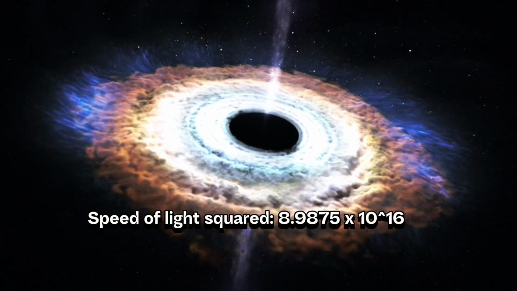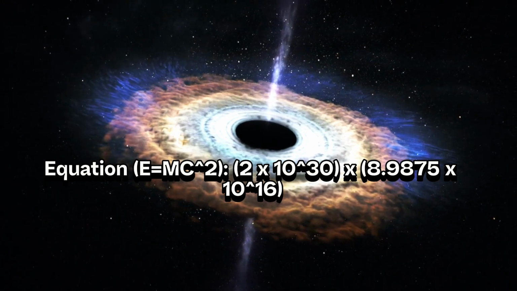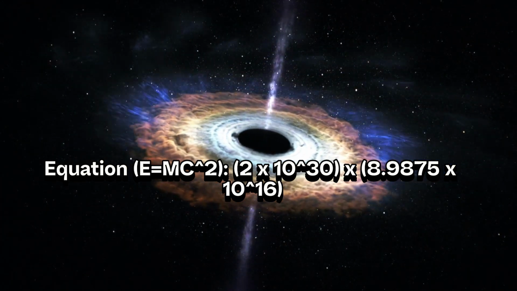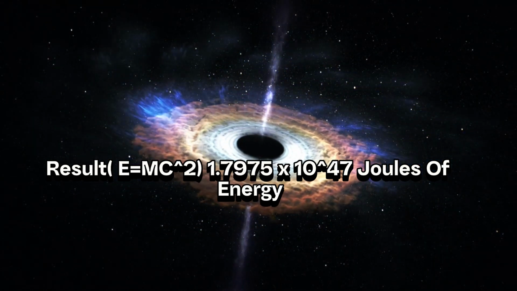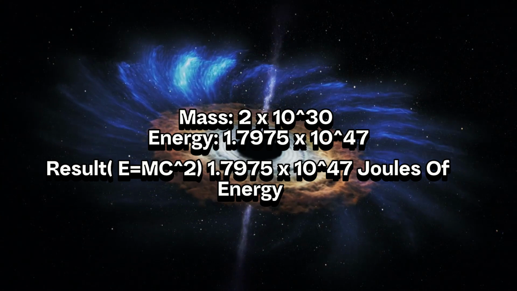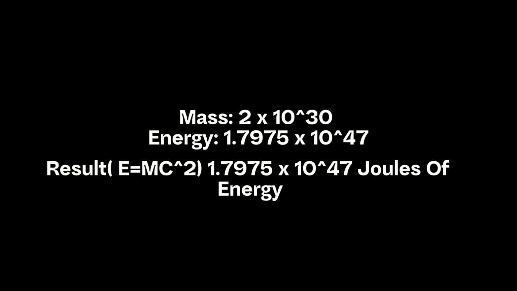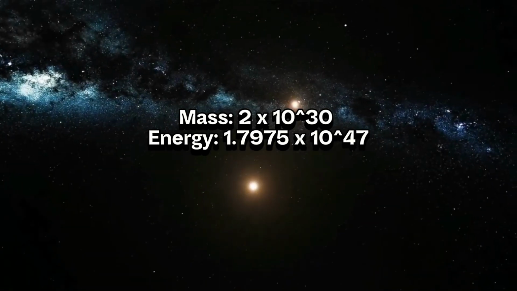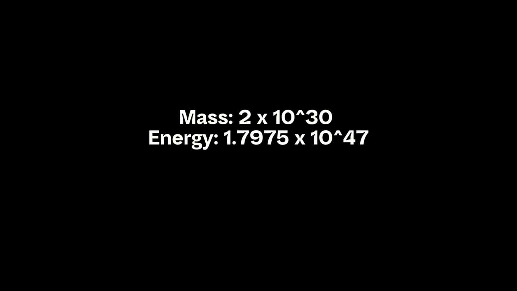8.9875 times 10 to the power of 16. Your equation would be 2 times 10 to the power of 30 times 8.9875 times 10 to the power of 16, which would equal 1.7975 times 10 to the power of 47 joules of energy. This is an example of low mass equals high energy. 1.7975 times 10 to the power of 47 joules of energy is definitely enough to power a black hole for a long period of time.